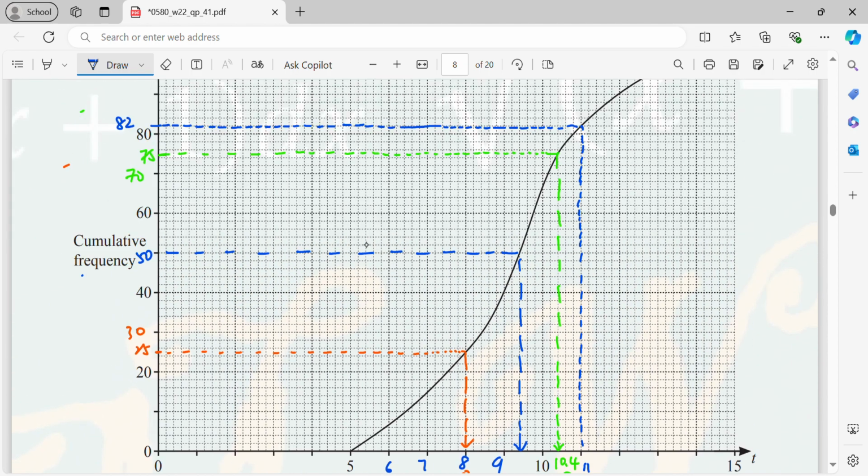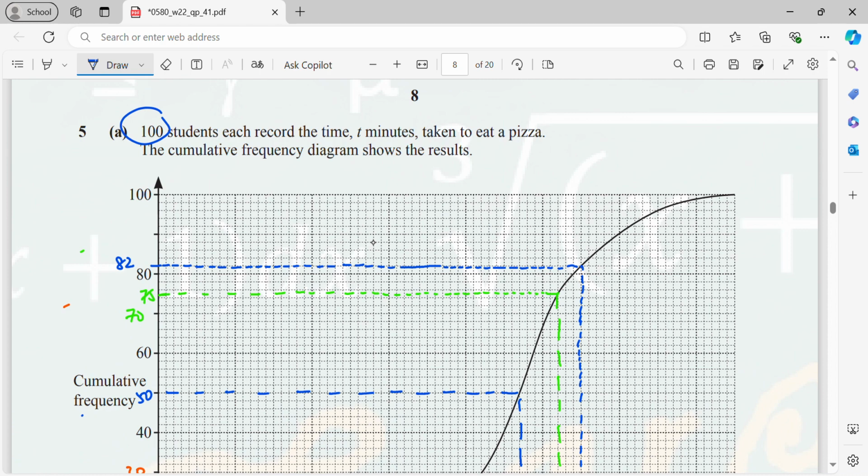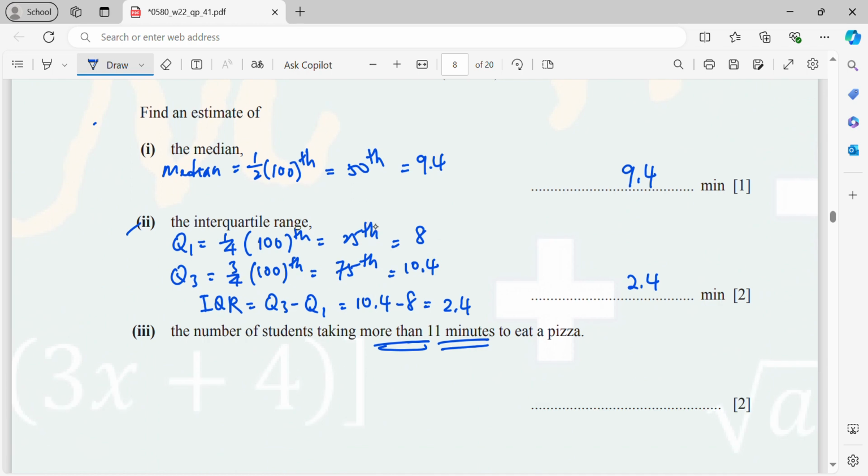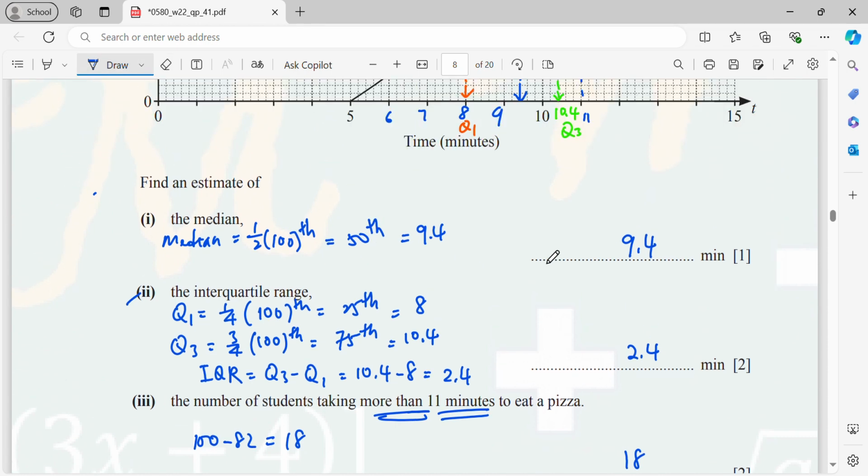Okay, so more than 11 minutes means this much. So it will be 100 minus 82. So here I will write 100 minus 82. That is going to be 18. So done for all these questions.